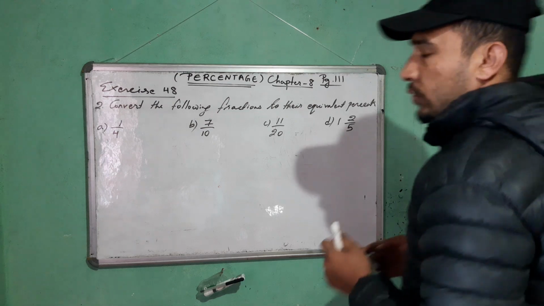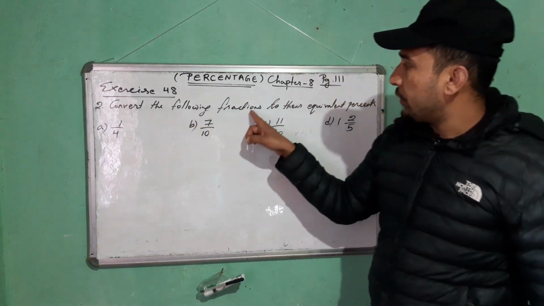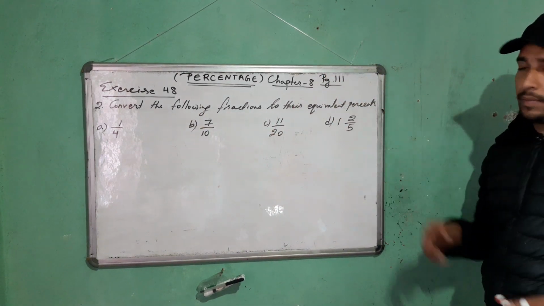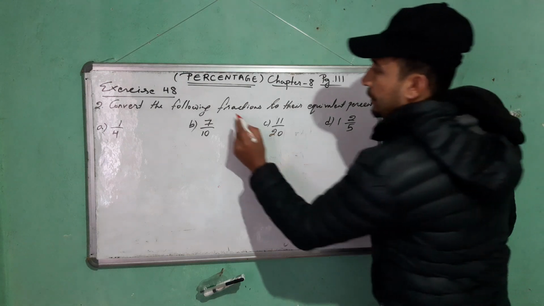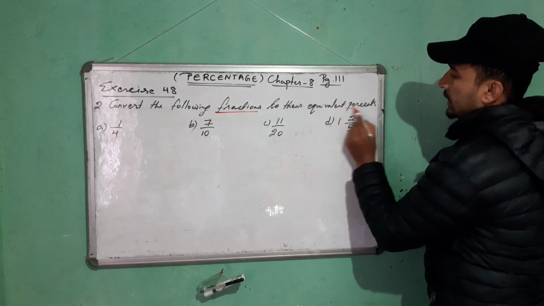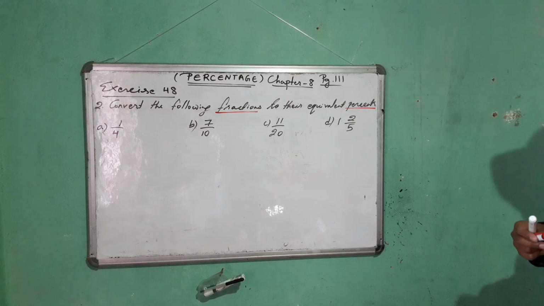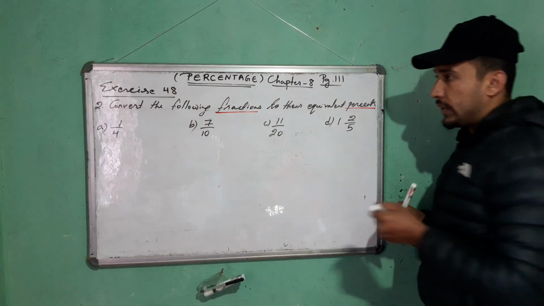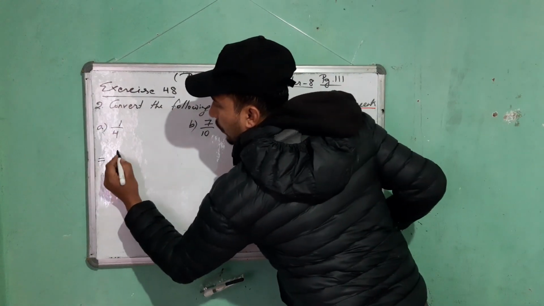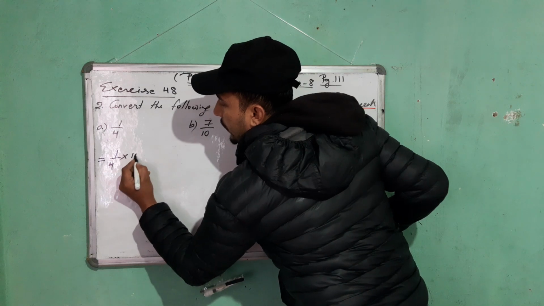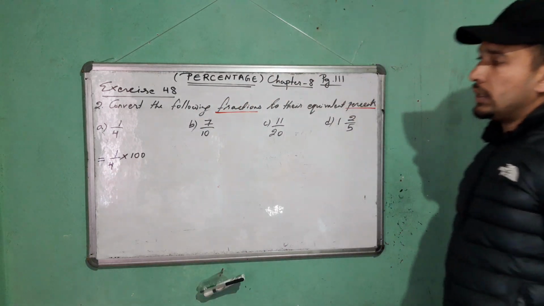Okay, now question number 2 is convert the following fractions to their equivalent percents. You have to convert fractions to percents. For this you have to multiply by 100. 1 by 4 into 100, you have to do.